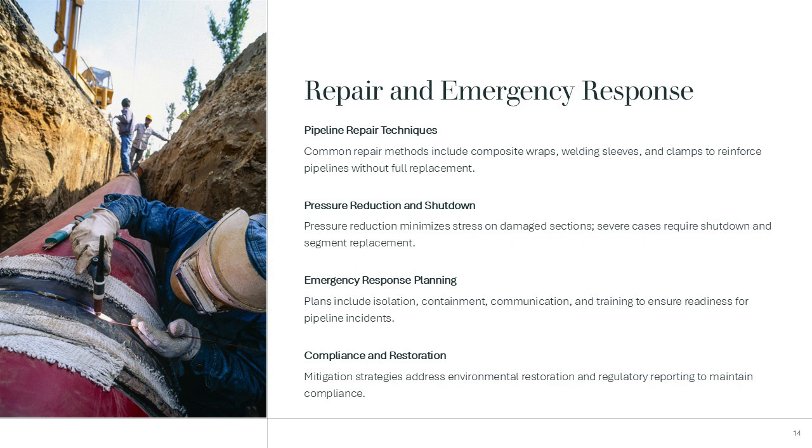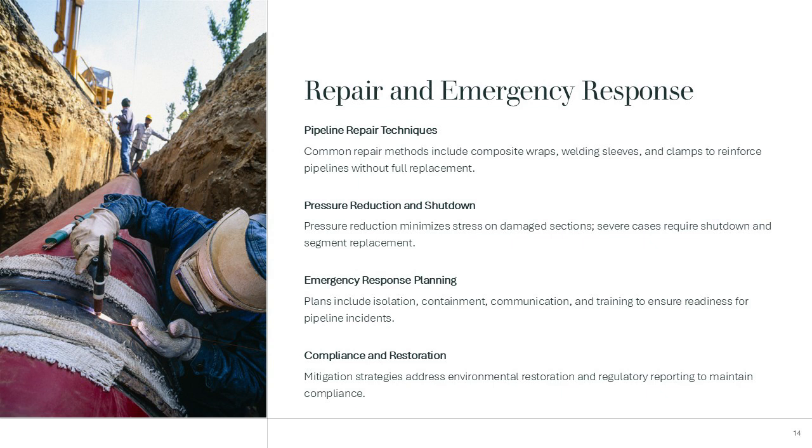Emergency response plans are critical for managing incidents effectively. These plans outline procedures for isolation, containment, and communication with stakeholders. Training personnel and conducting regular drills ensure readiness for unexpected events.